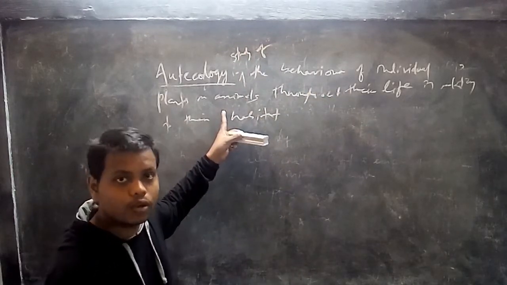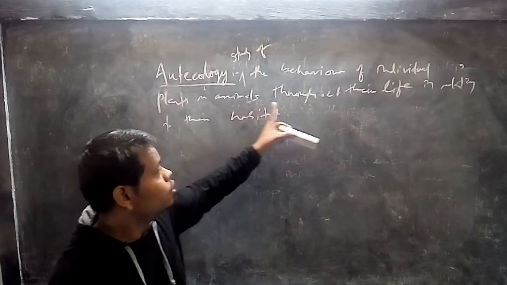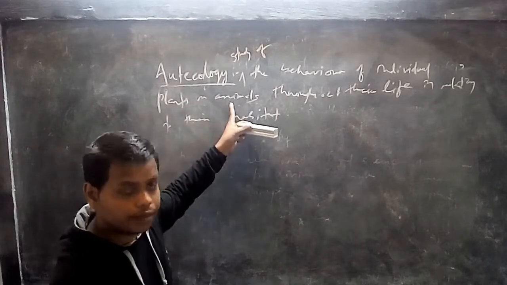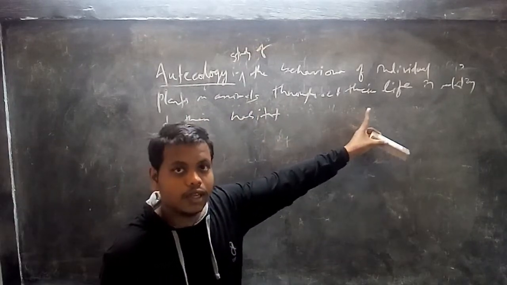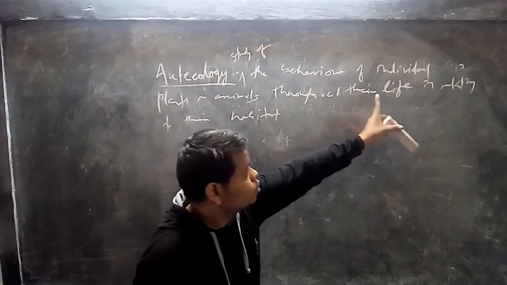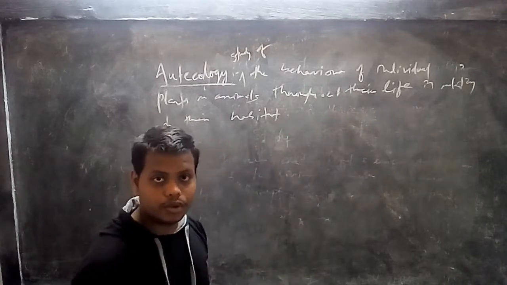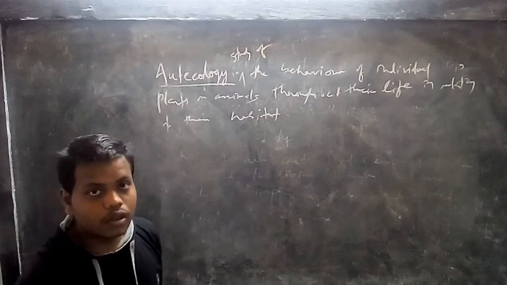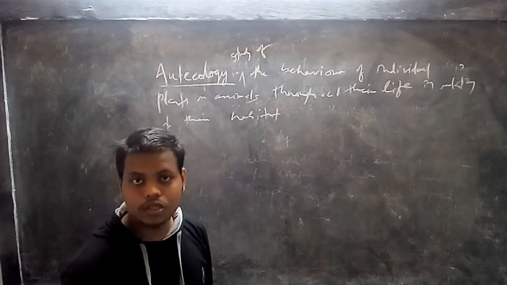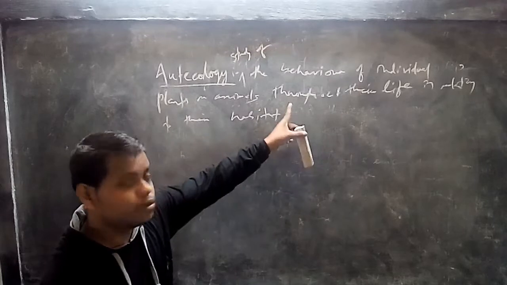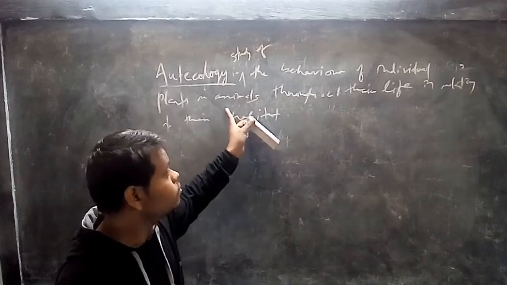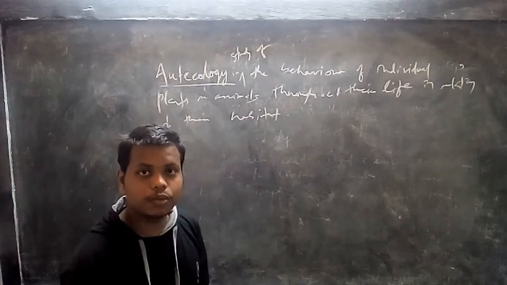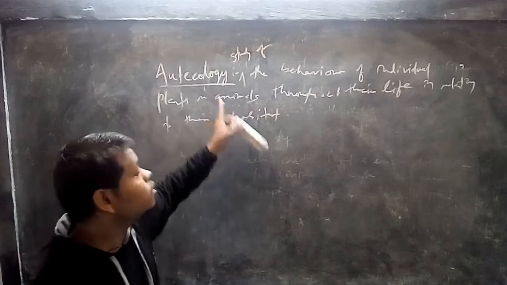If we consider a particular plant or a particular animal throughout their life, from the germination of the plant or from the birth of the animal till their death or senescence, which type of behavior are they showing according to their natural habitat and the various environmental factors? If we observe or study a particular living organism throughout their life in their natural habitat, in their particular environment, then that is called autecology.